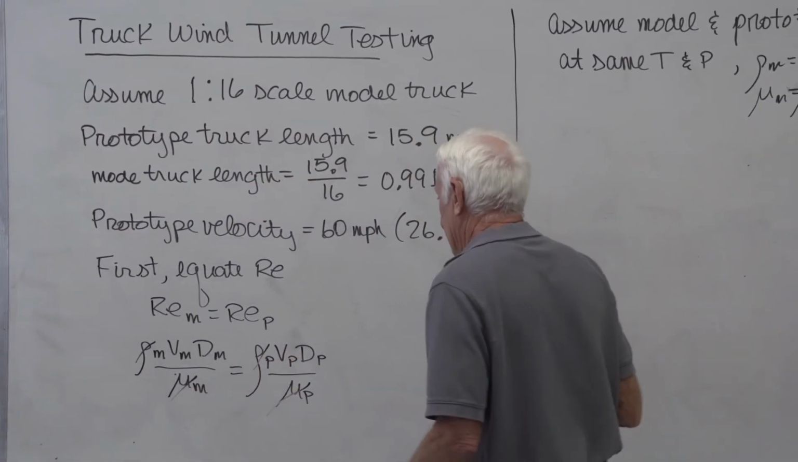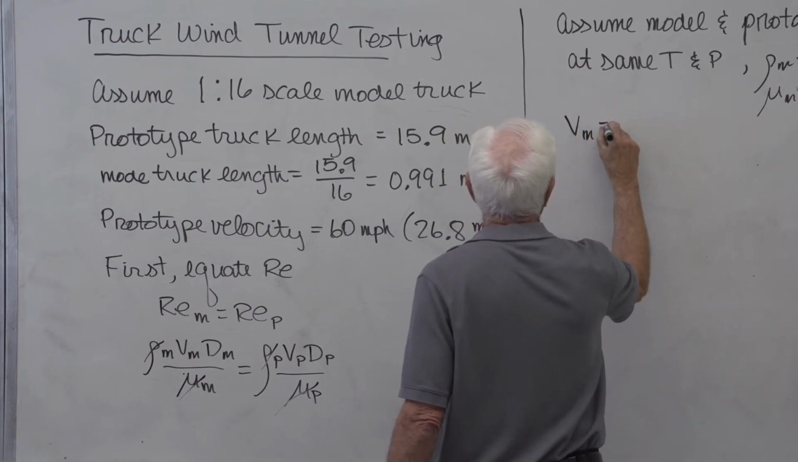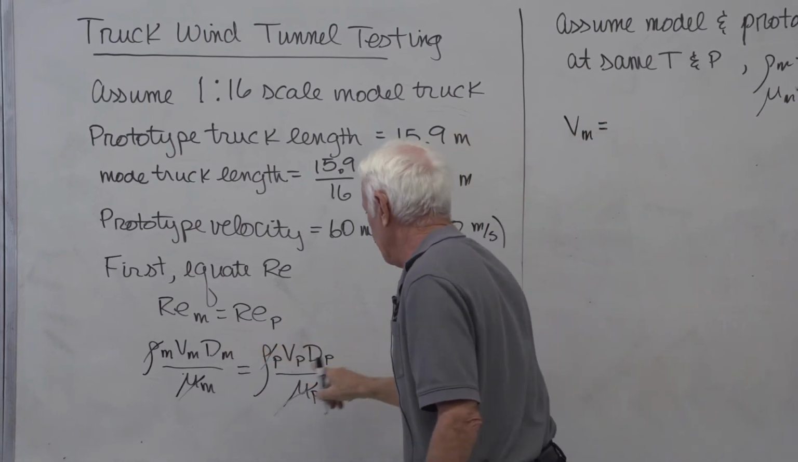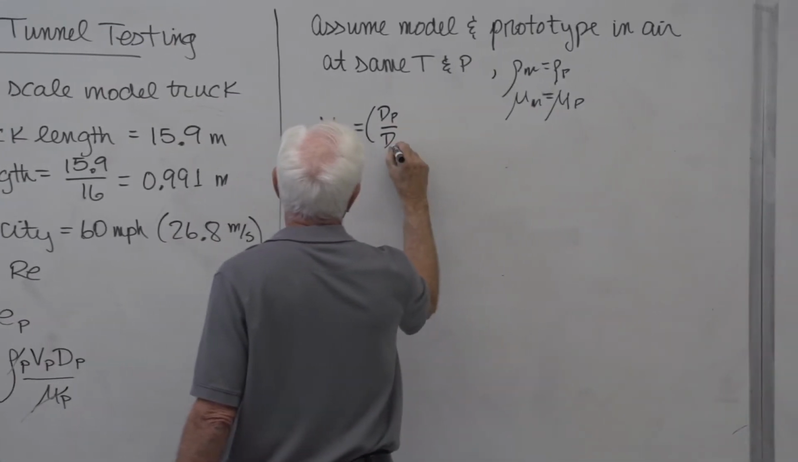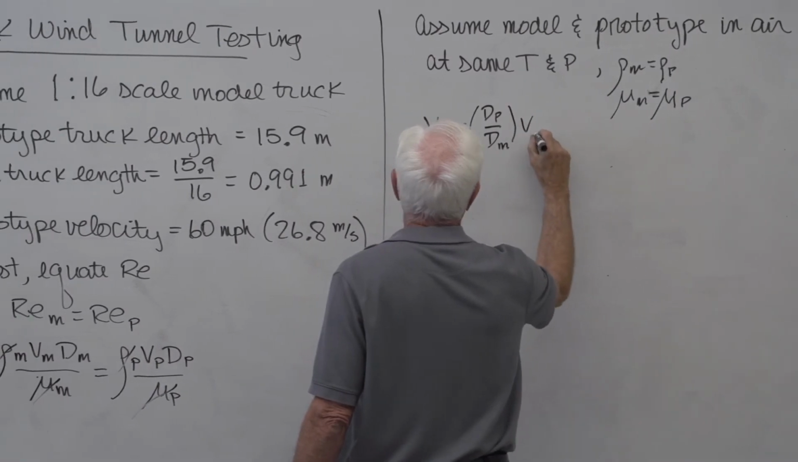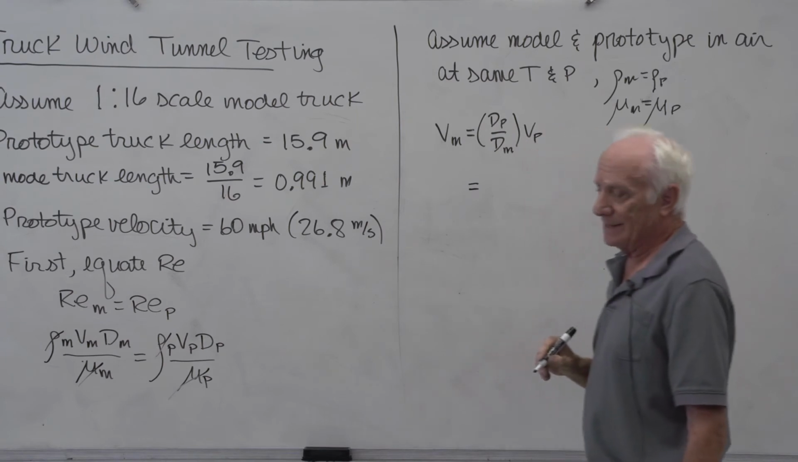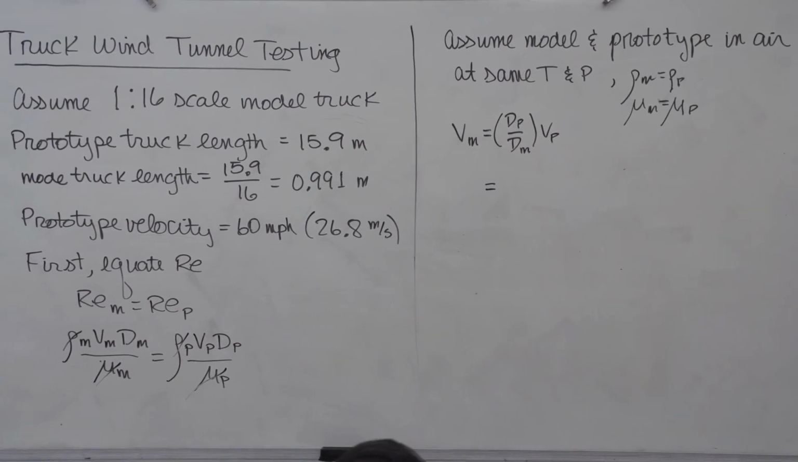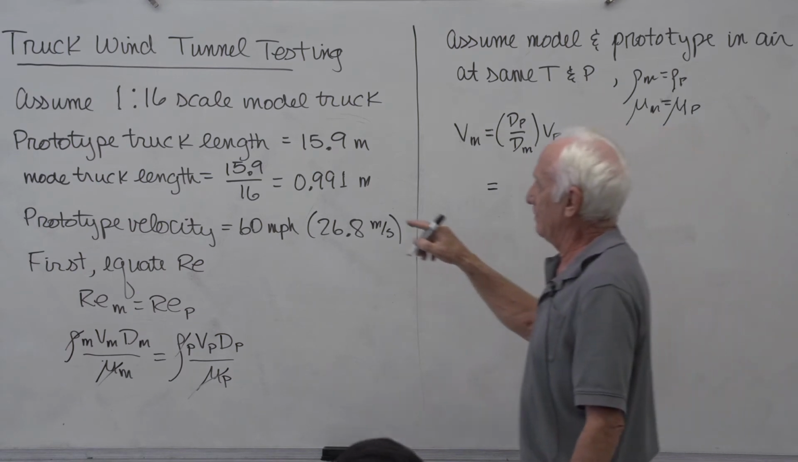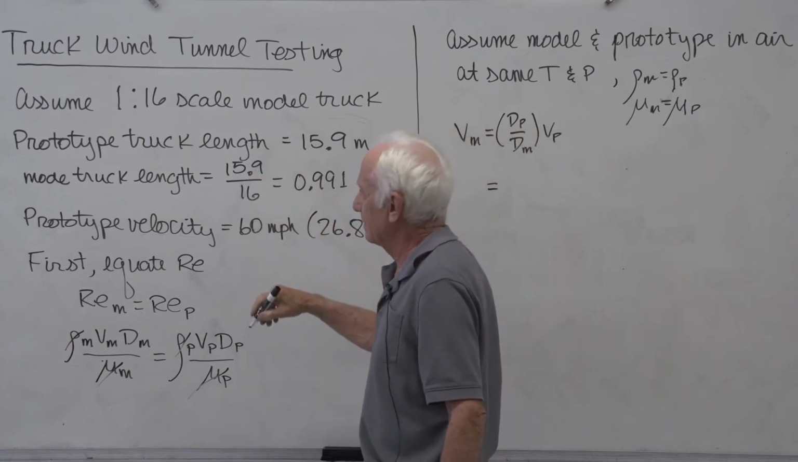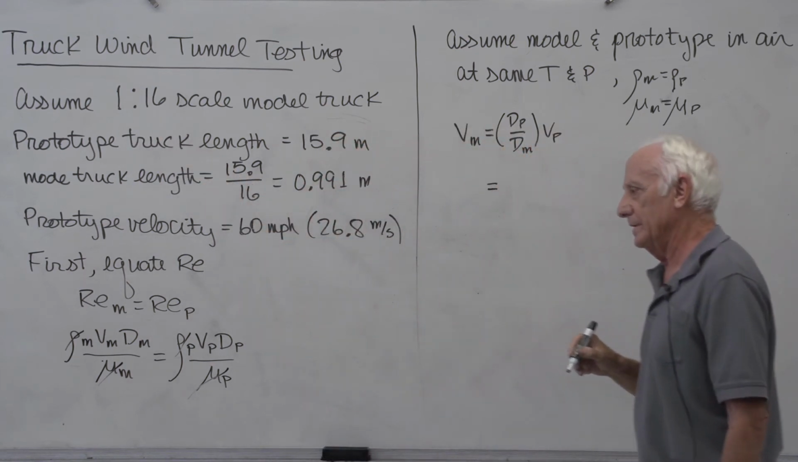So that tells me that the velocity of the model in the wind tunnel should be equal to D prototype over D model times the velocity of the prototype. What does D stand for? Not diameter. No, characteristic dimension. I don't really care what it is. It could be the truck length. It could be the truck height. Everything is scaled to 1 to 16. Doesn't matter what it is.